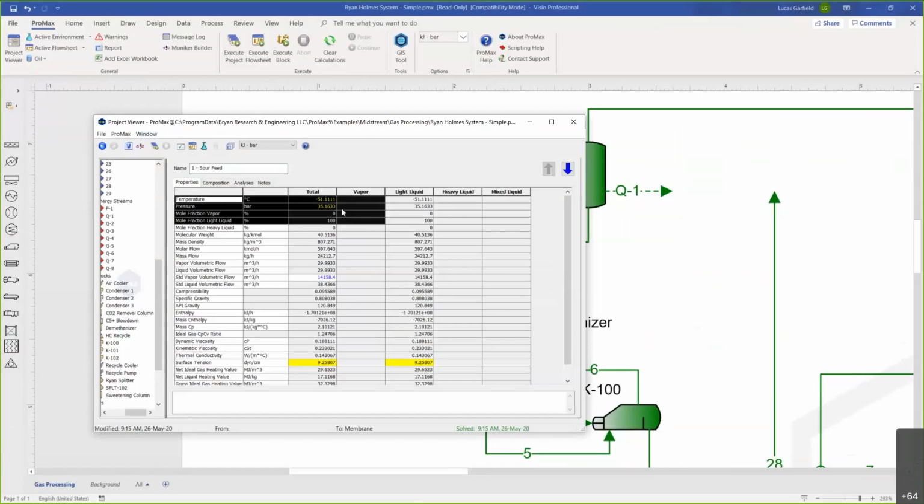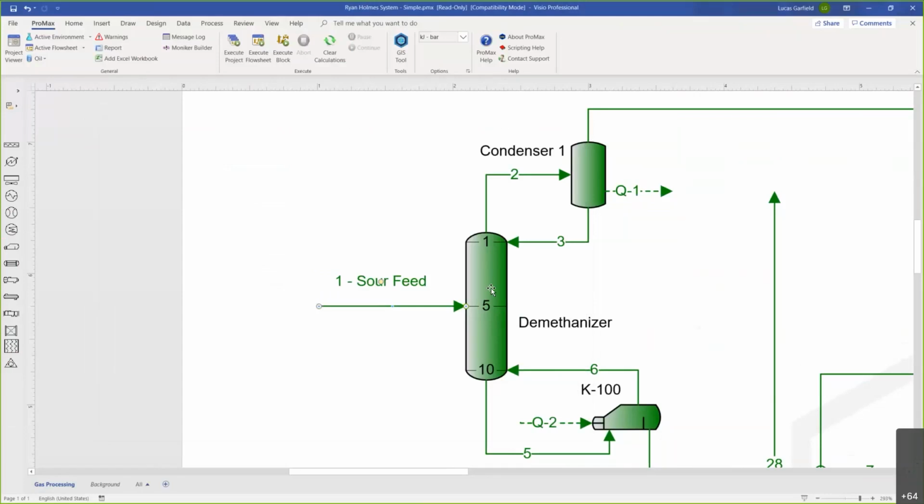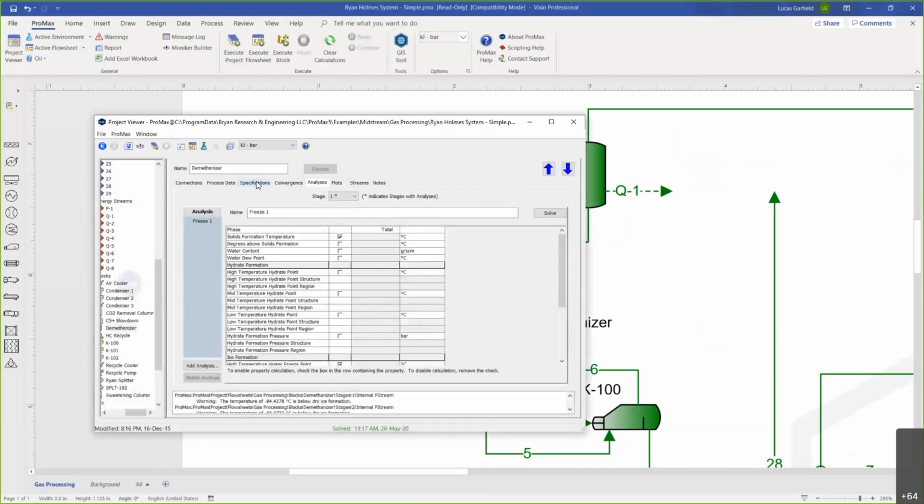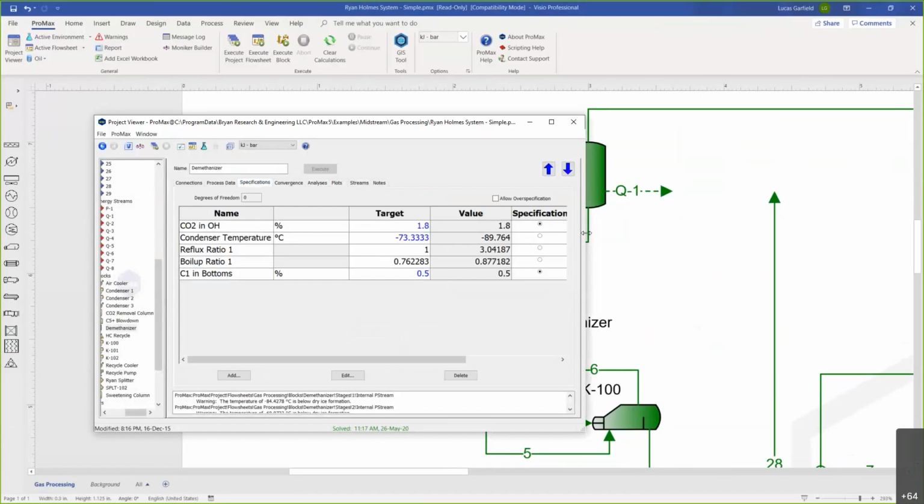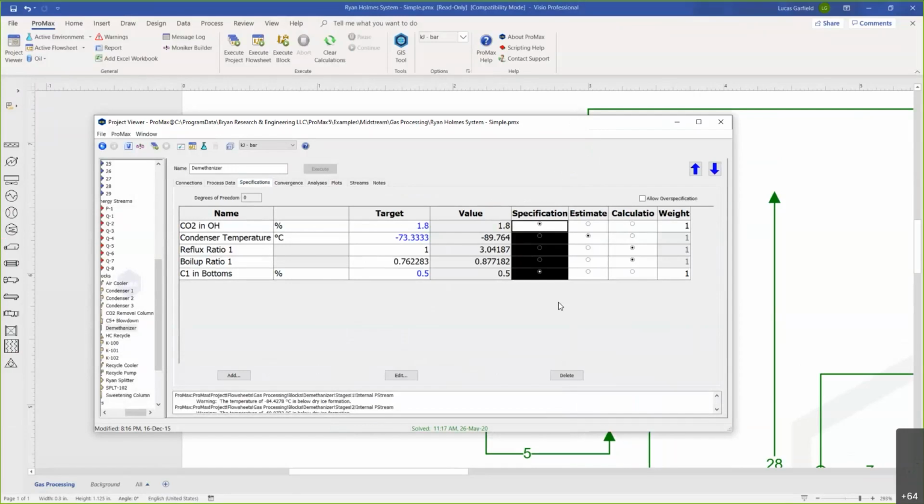And then what we'll do in the column, if I open the column and I go to the specifications, the way we'll control this column, you can see I've got two active specifications. The first is the CO2 in the overheads. That's a specification I've set up, and I'm saying keep the CO2 in the overhead stream to 1.8%. And then I'm also saying keep the methane in the bottoms to 0.5%. So basically, I'm just doing this distillation here.